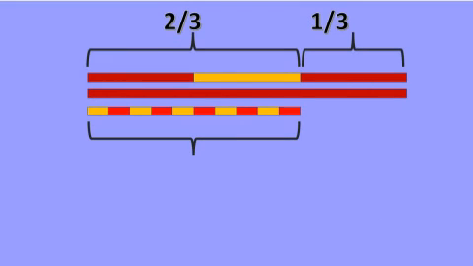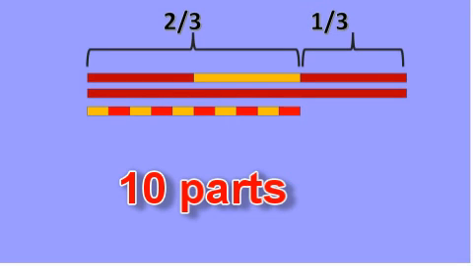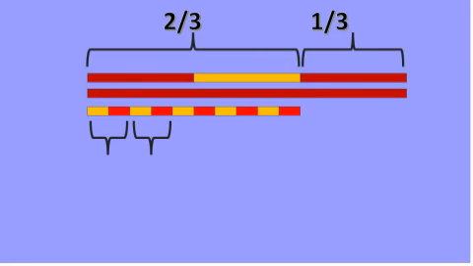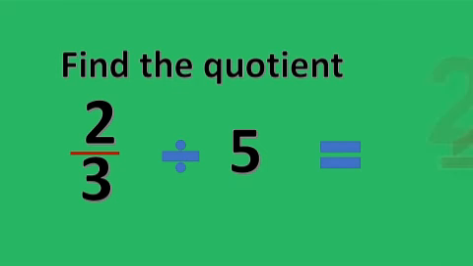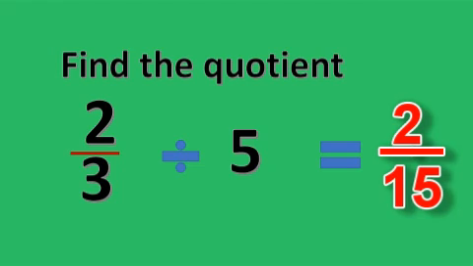Ngayon, tingnan naman natin kung ilang parts meron ang 2/3 ng isang unit. Ang 10 parts pag dinivide ng 5 ay merong 2 parts. Therefore, ang 2/3 ay merong 10 parts, or 10 over 15. Therefore, 2/3 divided by 5 is equal to 2/15.